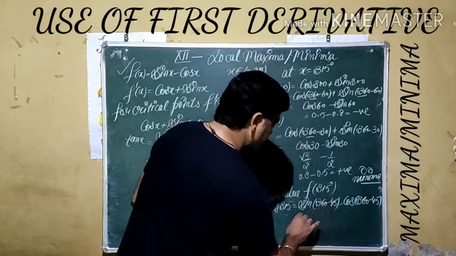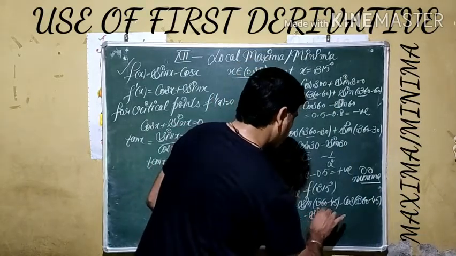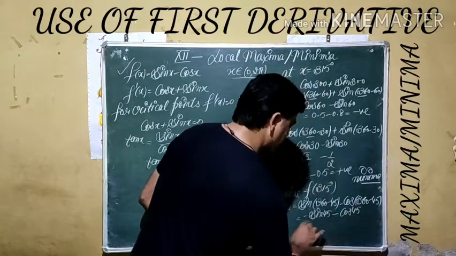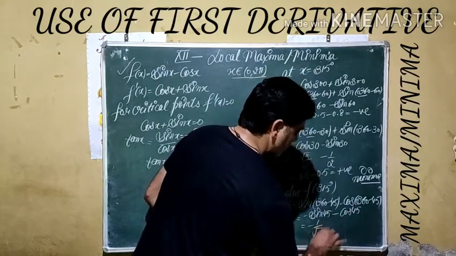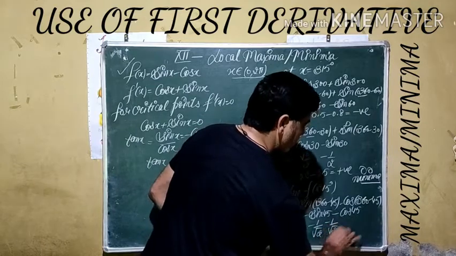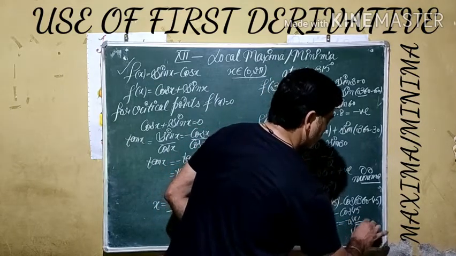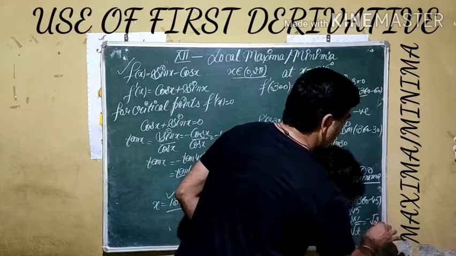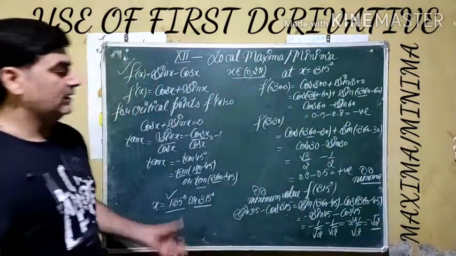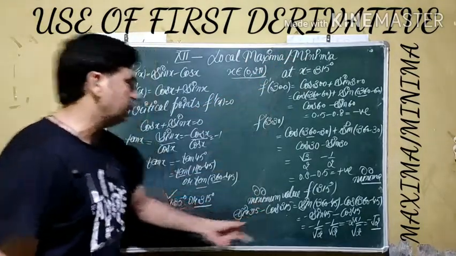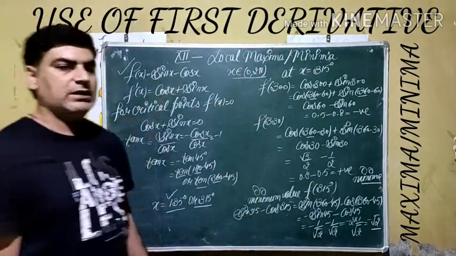Sin 360 minus theta is given by minus sin theta, and cos is cos theta. Both give the same answer, but the sign is changed. Minus double of 1 by square root 2. So the final answer becomes minus square root 2. Like this, we can apply the local maxima and minima testing by the first derivative test rule on a trigonometric function also.